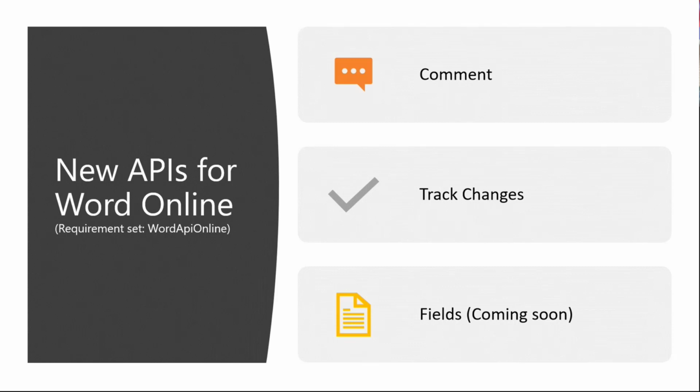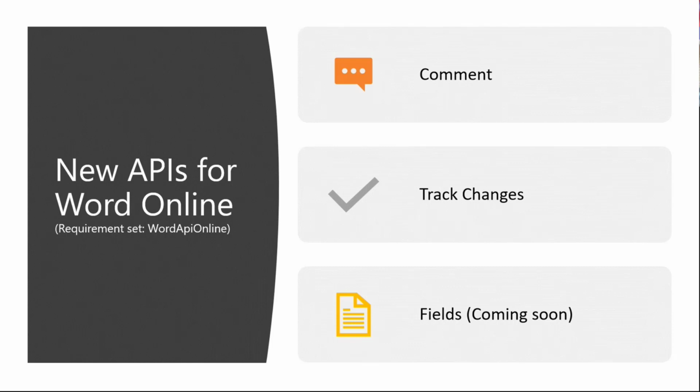First, covering comments, track changes, and fields. The comments and track changes APIs are already available in Word Online in preview. And the fields APIs are still in rolling out process and will be available in preview very soon. So if you would like to have a try, please remember to add the change requirement set to the Word API Online, because these are available only for Word Online so far.